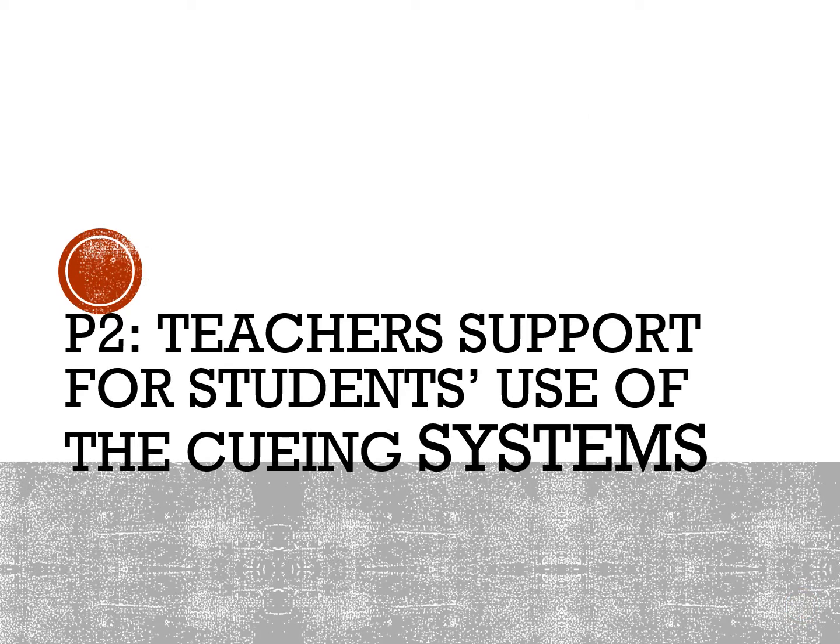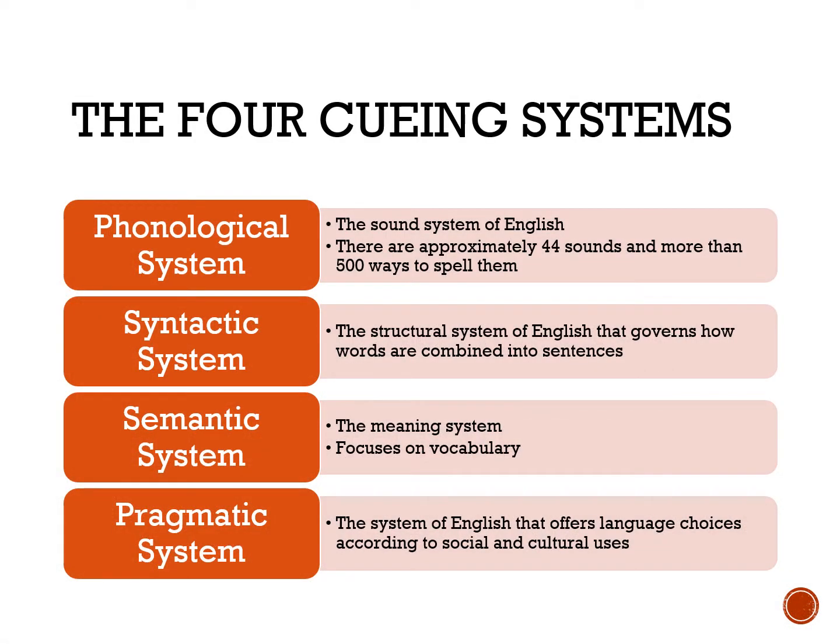The second principle is teacher support for students' use of the cueing systems. There are four cueing systems in the English language that teachers need to know for them to be able to support and guide their students as they communicate with one another. These cueing systems make communication possible as they are simultaneously used as we read, write, listen, and talk.